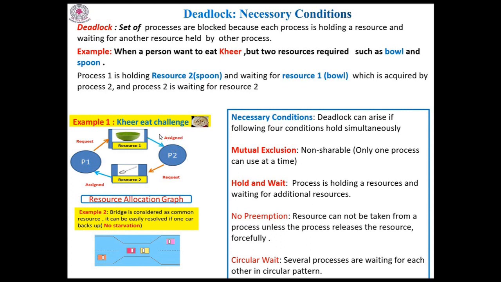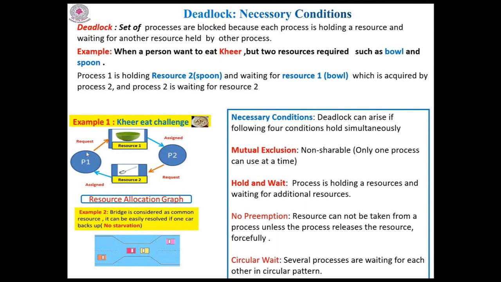So here there are two different nomenclatures: one is assigned edge and the other is allocated edge. And the other pair is request edge or waiting edge. This is very important for understanding the deadlock definition.